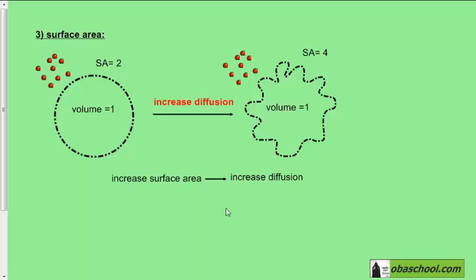An important thing here is to notice that there is a ratio that will cause this increase in diffusion. The ratio of surface area to volume, which is surface area divided by volume, in the first cell is 2. It's 2 divided by 1. Whereas in the second cell, it is 4, because it's 4 divided by 1. If the ratio of surface area to volume is greater, then the diffusion will be greater. And this ends our 3 factors that influence diffusion: concentration, temperature, and surface area.